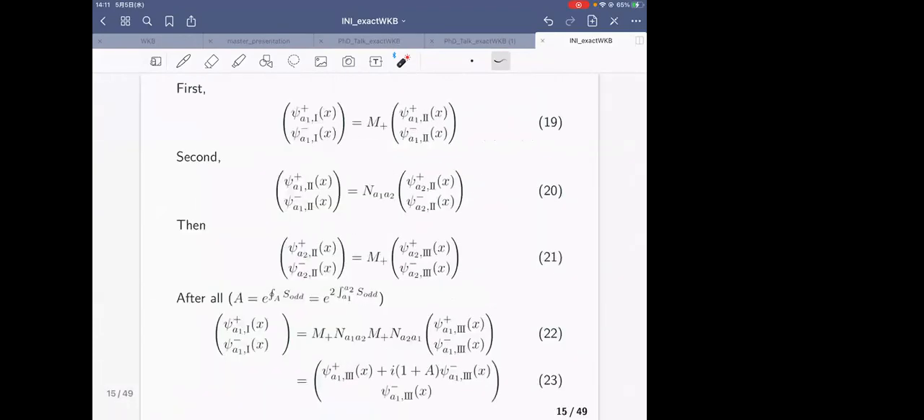So first, multiply in plus and change the turning point. And after that, again, multiply in plus. And finally, we change the normalization to the beginning point. Actually, this is optional. We can omit this factor. Then the final result is this one.